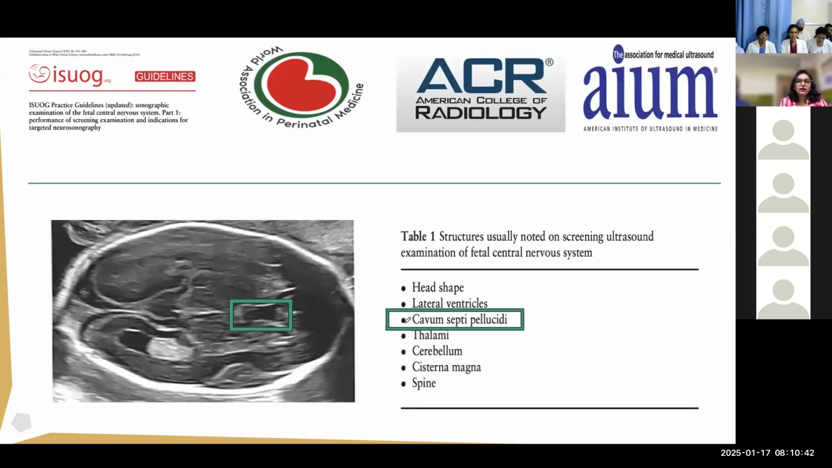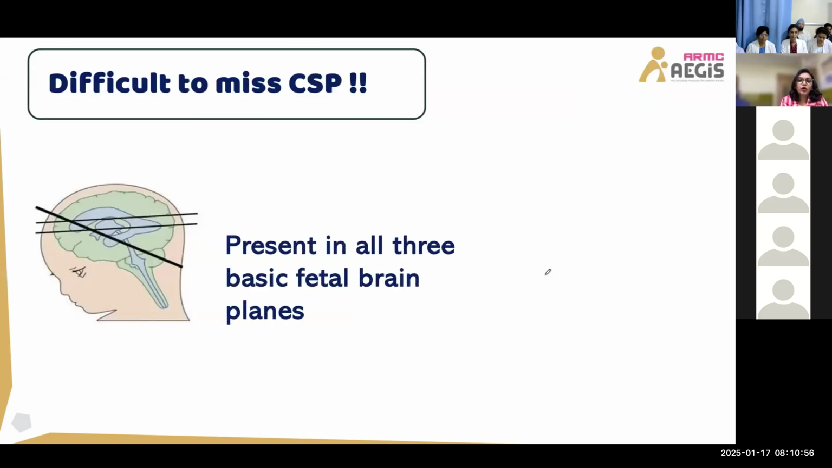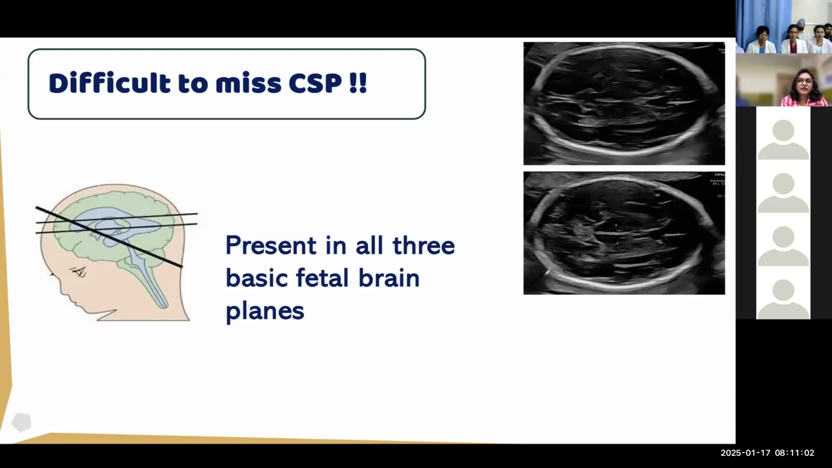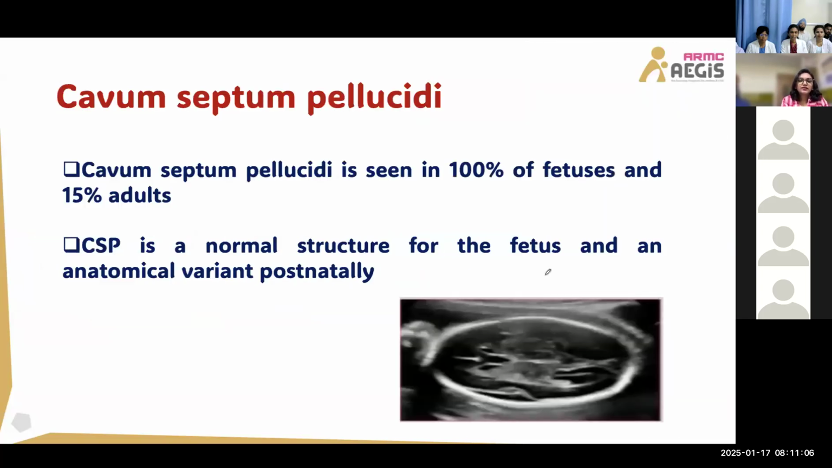So all these international guidelines shown here recommend that CSP is one structure that should be routinely screened in our basic examination of the fetal central nervous system. As we all know, CSP is present in all three basic fetal brain planes, that is the transventricular, transthalamic, as well as transcerebellar planes. And it is seen in 100% of fetuses and 15% of adults.